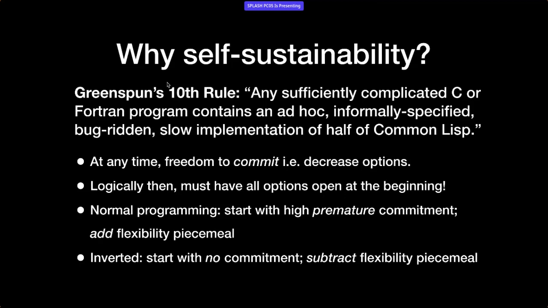So in normal programming, we are committed prematurely to many, many things, and we have to painstakingly eke out flexibility by adding infrastructure. And this is the sentiment expressed in Greenspun's 10th rule. Whereas with a self-sustainable system, this flips it on its head, and you can begin with as few premature commitments as possible and subtract flexibility where you decide that it's appropriate.